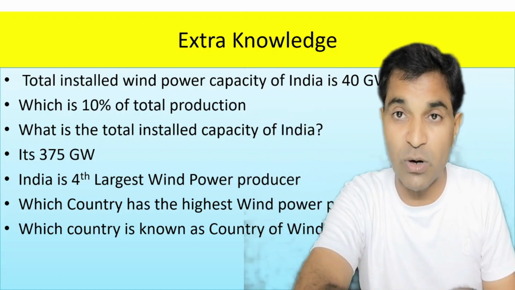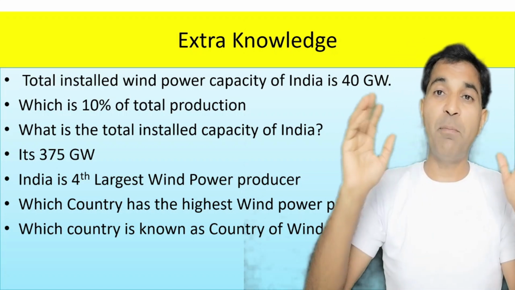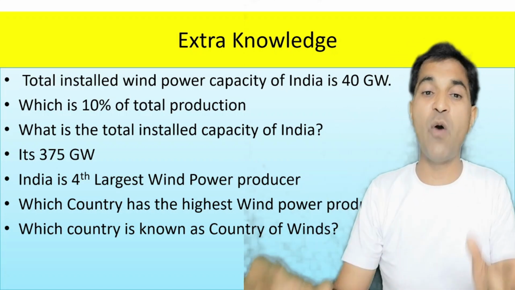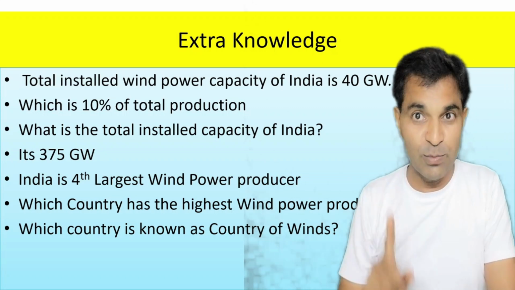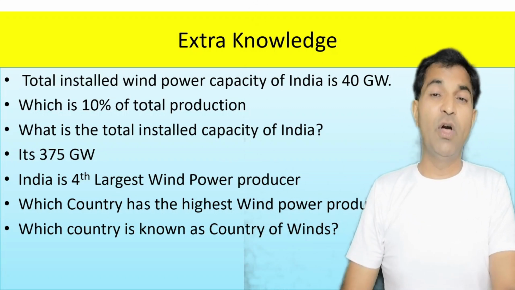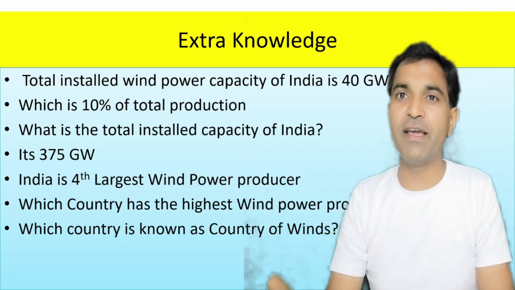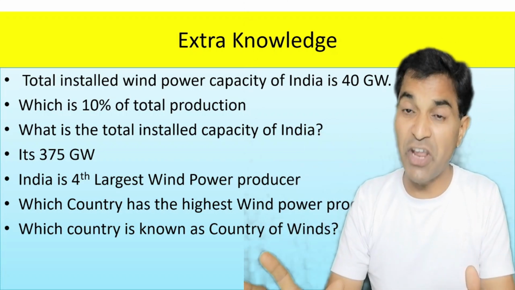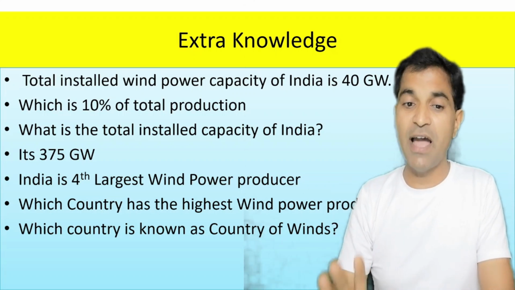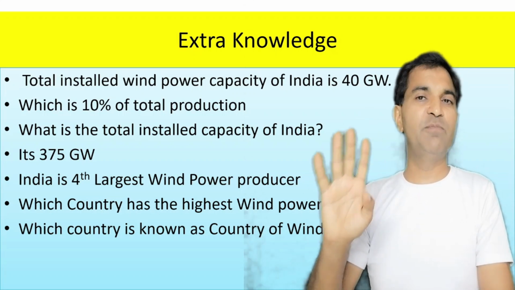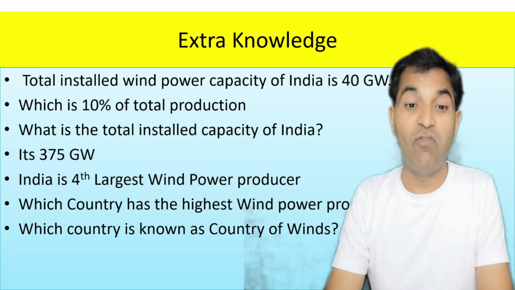Now, what is the total installed capacity of India? It is approximately 375 gigawatt. Out of this 375 gigawatt, we are producing 40 gigawatt of electricity through wind, means approximately 10%, and India is the fourth largest wind power producer in the world.